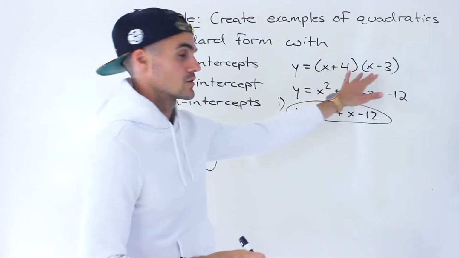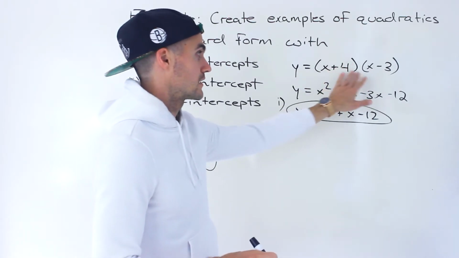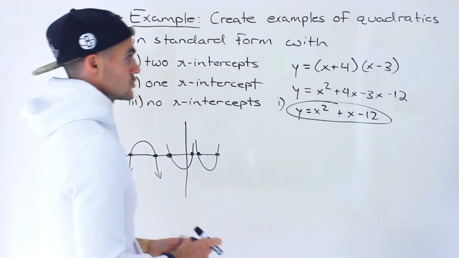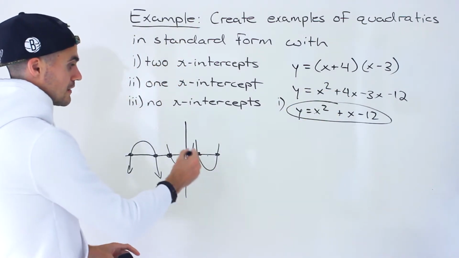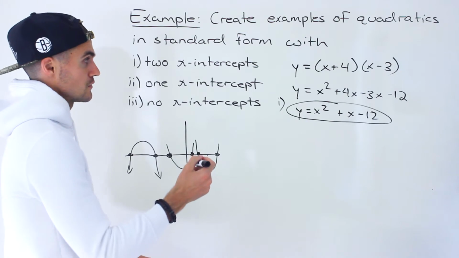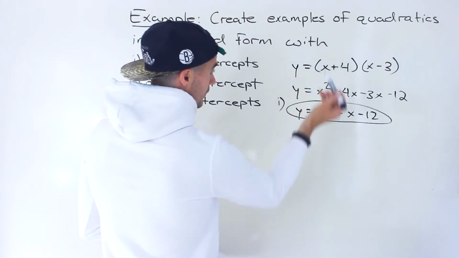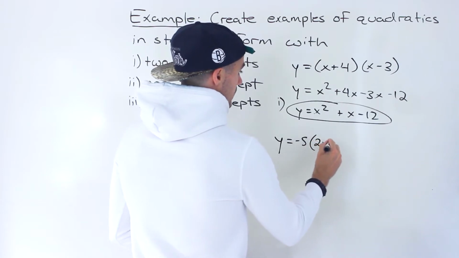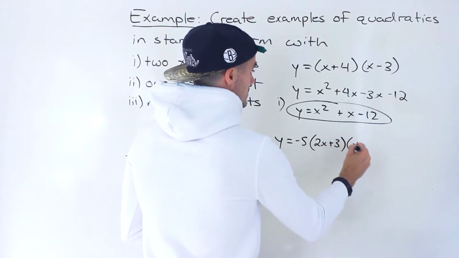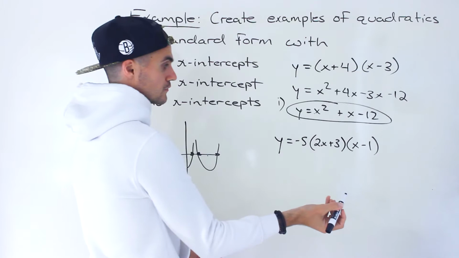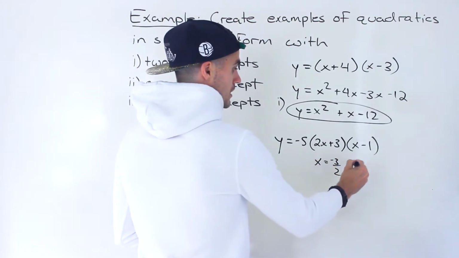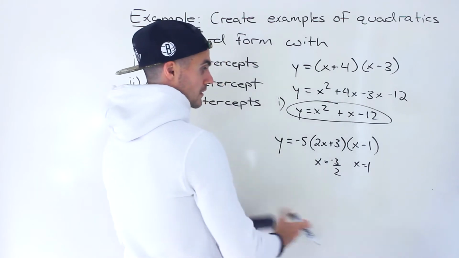And then these factors, they can be anything, as long as they're different, both of these, over here, then it's going to ensure that you have a quadratic that is crossing the x-axis at two different points. You could also put some kind of value in front. So if we had maybe like -5, let's say 2x plus 3, x minus 1, for example. Right here, there's an x-intercept at -3/2. Here, there's an x-intercept at 1.